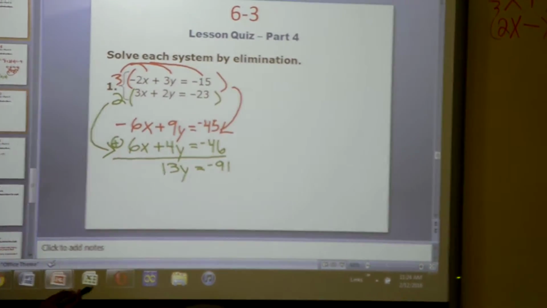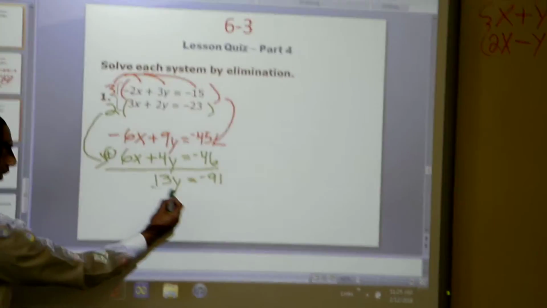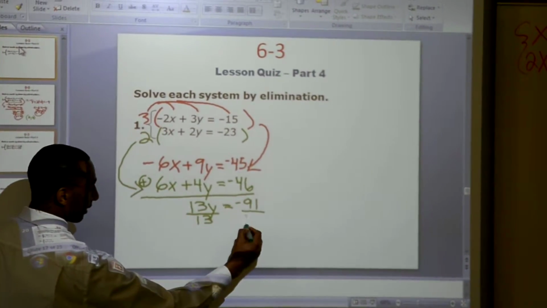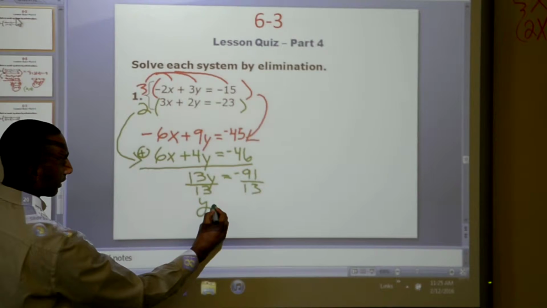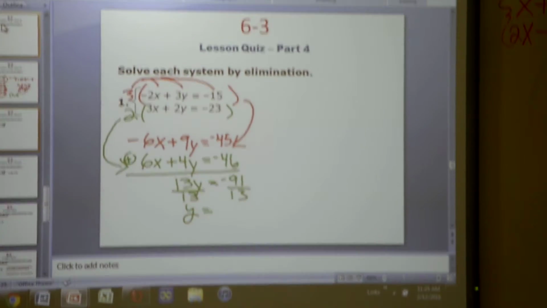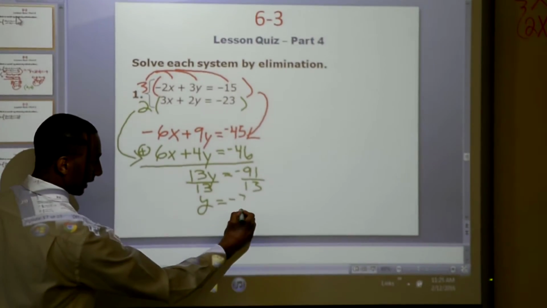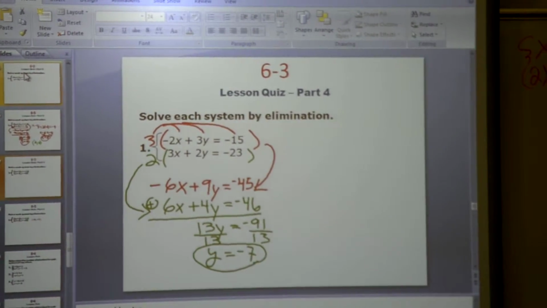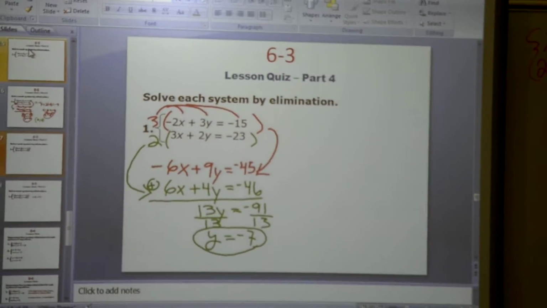Okay. Then to get y by itself, we have to divide, right? And we divide by negative 13. What do we get y being equal to? Negative 7. Yep. Negative 7. No, it's a positive. So we got our y being negative 7.